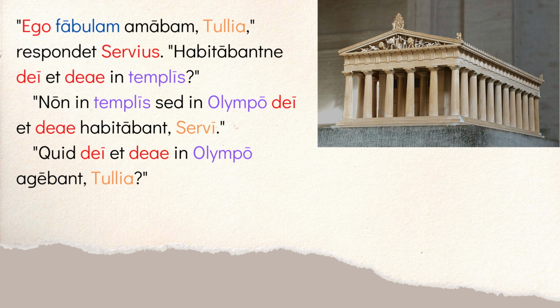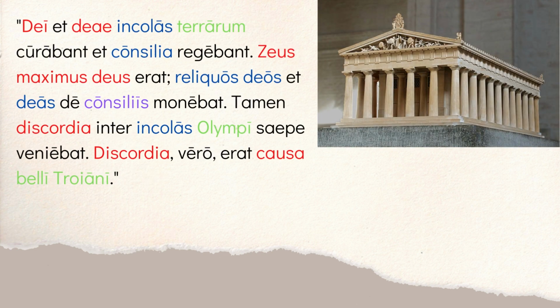Right? Then he says, quid dei et deae in Olympo agebant, Tulia? So quid means what. She says, oh yeah, they lived on Mount Olympus, right? He says, what did gods and goddesses do, right? Agebant, again, it's imperfect, so you could say, what were they doing? Or you could just say, what did they do? It would still be fine. But what did the gods and goddesses do on Mount Olympus, Tulia? Now she responds in the next part.